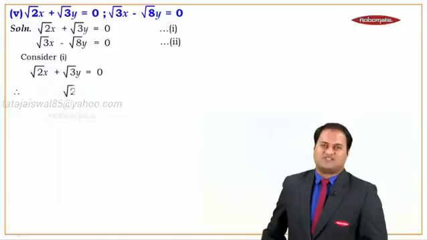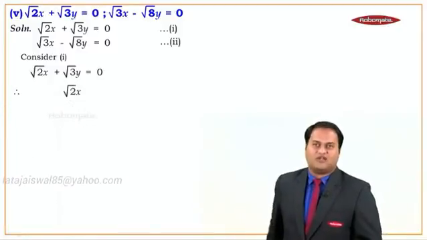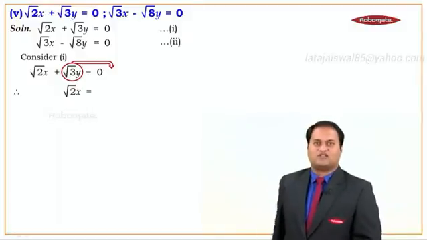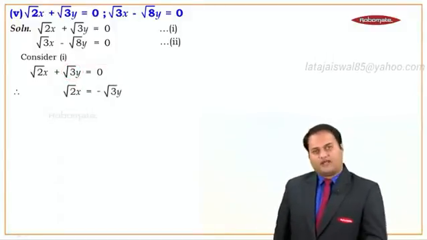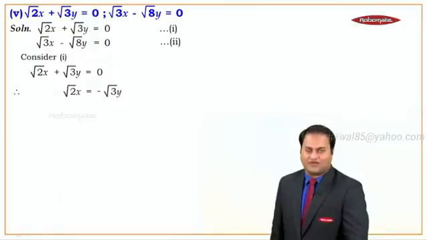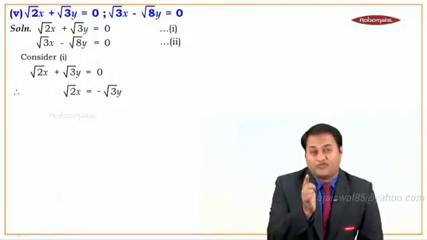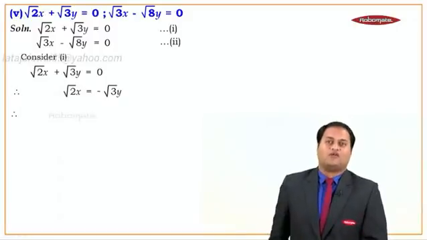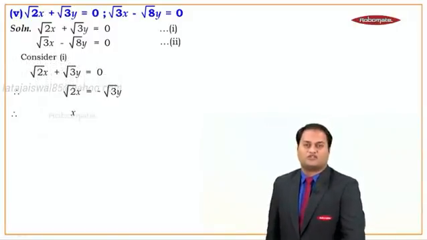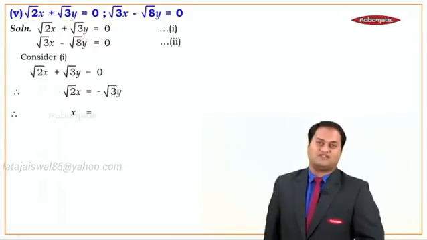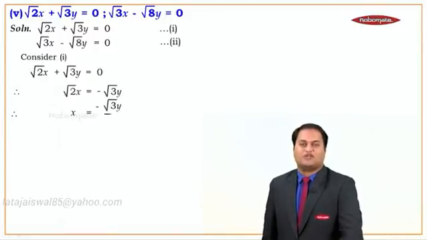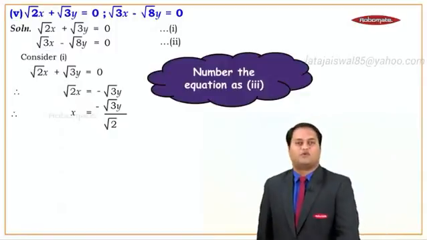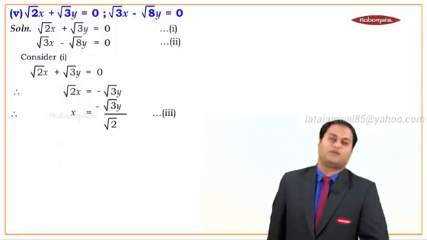Let's shift, say, y to the other side. You get root 2x is equal to plus root 3y goes to the other side. You get 0 minus root 3y, that's minus root 3y, right? We want to write it in the form of x is equal to something, so that root 2 comes to the other side now. When root 2 goes to the other side, it goes in the denominator and you get x is equal to minus root 3y upon root 2. Number this equation as equation number 3.